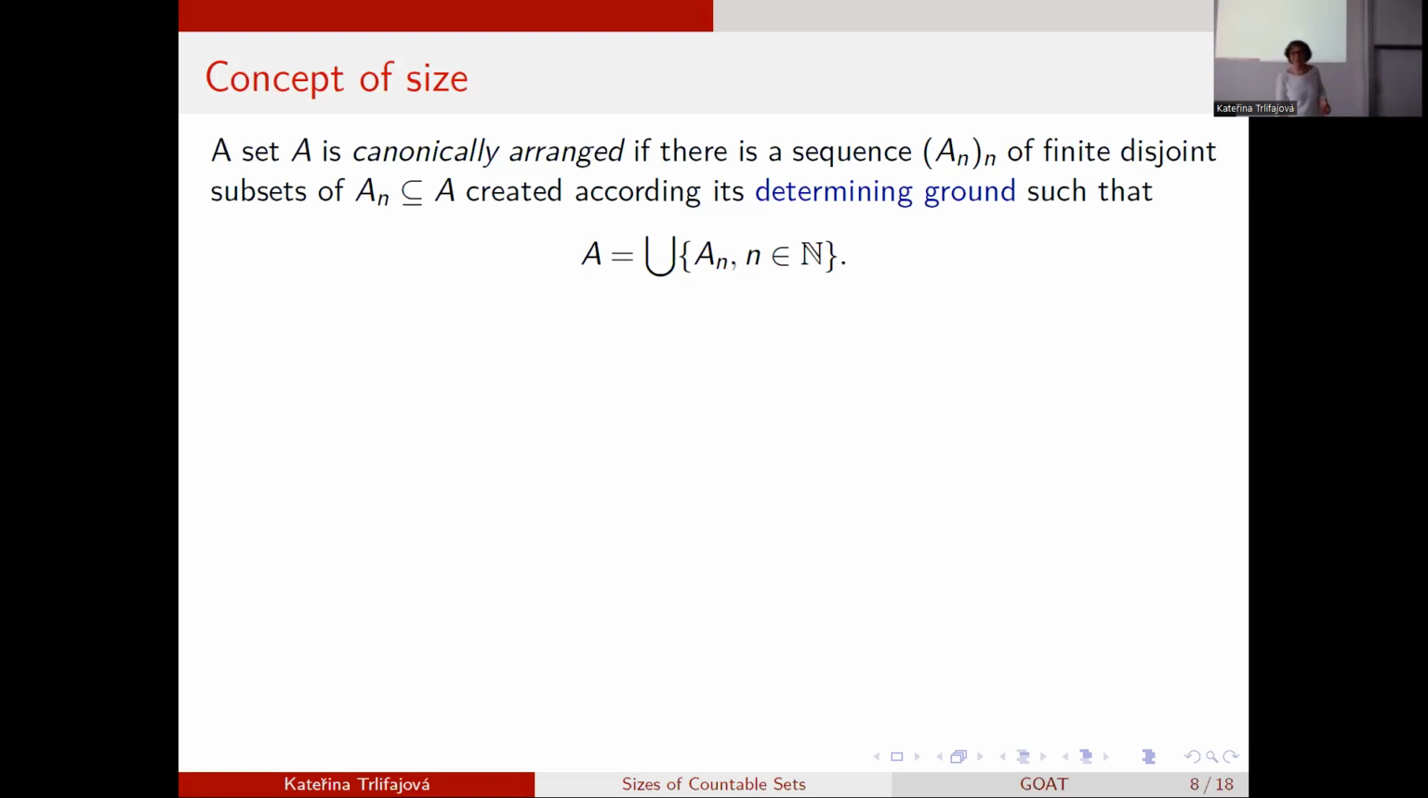For instance, already the natural numbers could be divided so that the first component would be 1, 2, the second would be empty, for instance, the third component would be 3, 4, etc. Or I can do it differently. But in this case, it is quite natural to say that the determining ground of natural numbers is that the first component is 1, the second is 2, etc.